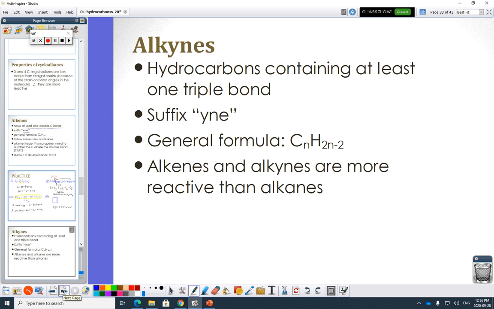Okay, so there are triple bonds as well. As soon as you have at least 1 triple bond, you're going to use the ending YNE. When we get to reactions of alkenes and alkynes, then you're going to see that these double bonds can be changed into single bonds, triple bonds into double bonds into single bonds, which makes them a little bit more reactive. We'll talk about that tomorrow.